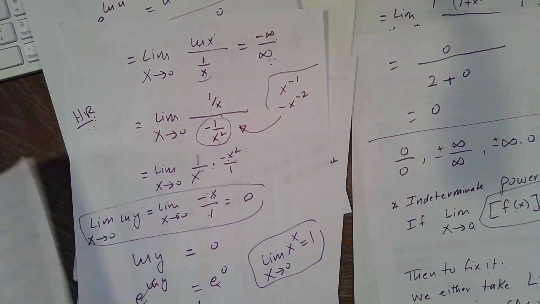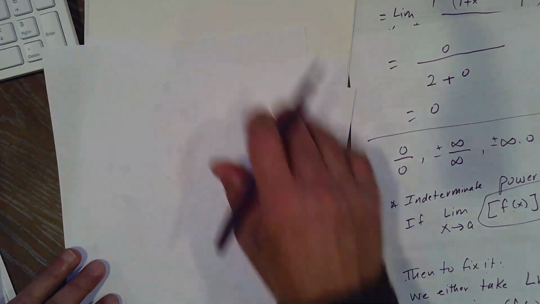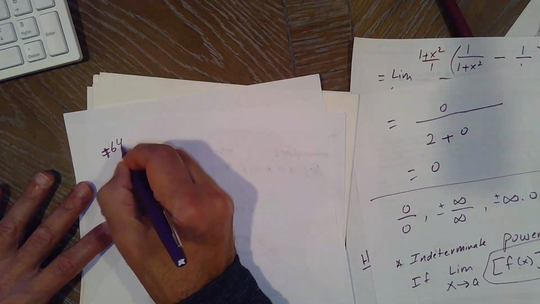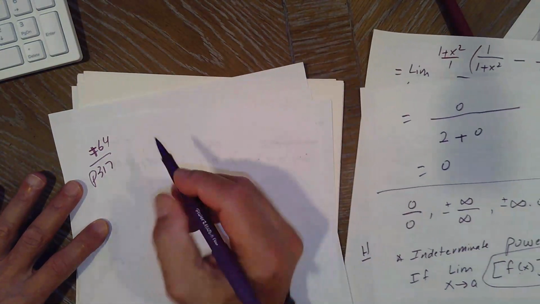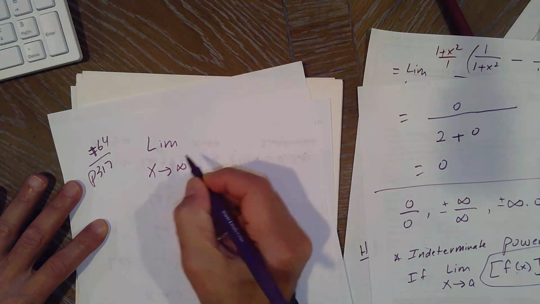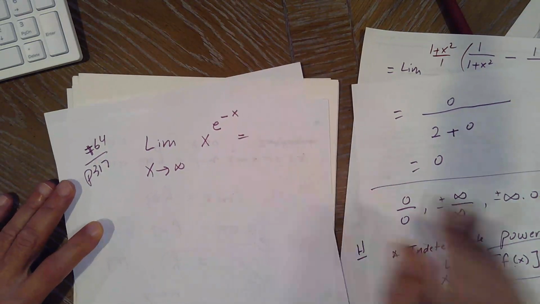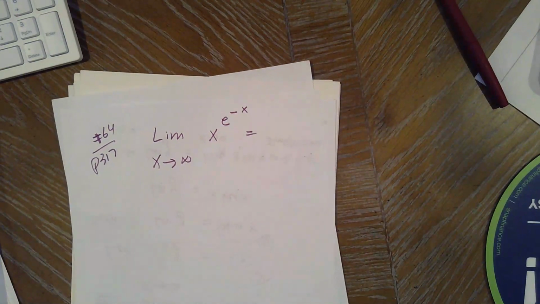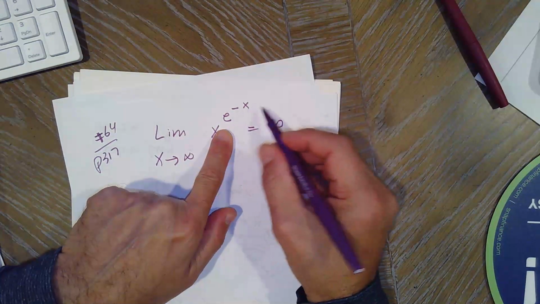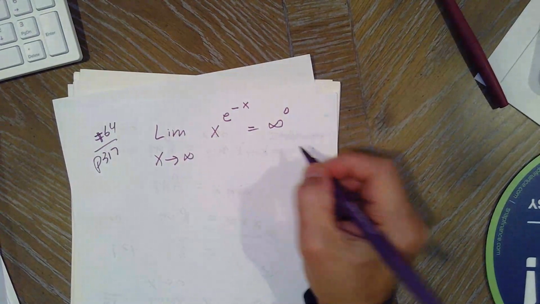Alright, one more before we get to 4.5. Page 317, number 64. The limit as x goes to infinity of x to the power e to the negative x. If we do the math here, we get infinity, and then e to the negative infinity is 1 over e to the infinity, which is 0. And that's an indeterminate form.